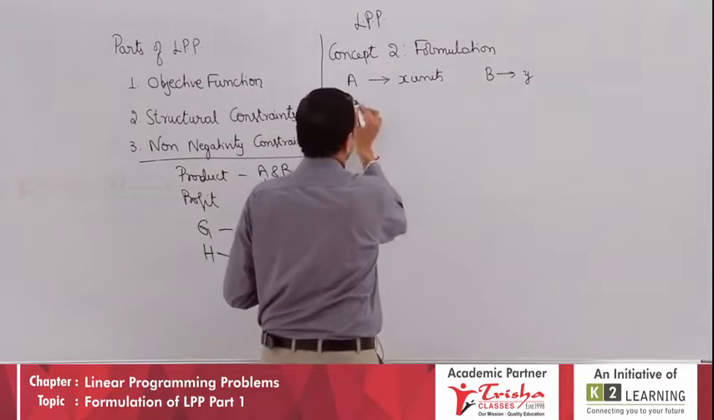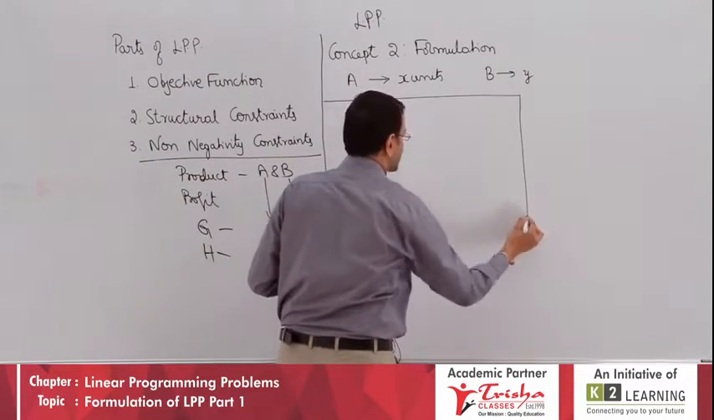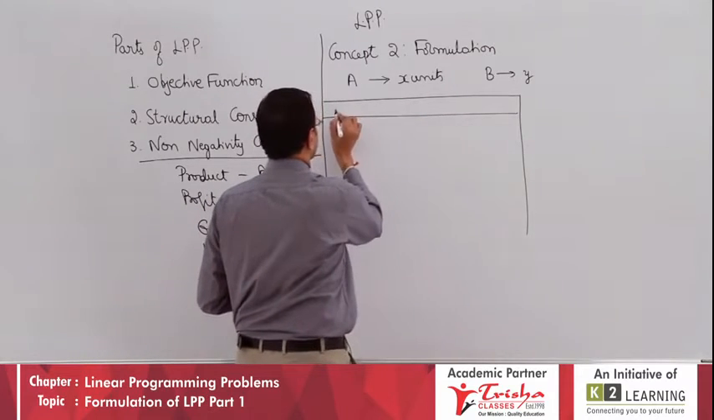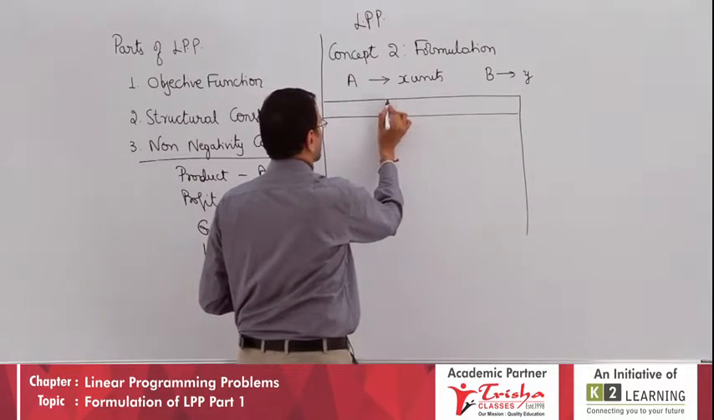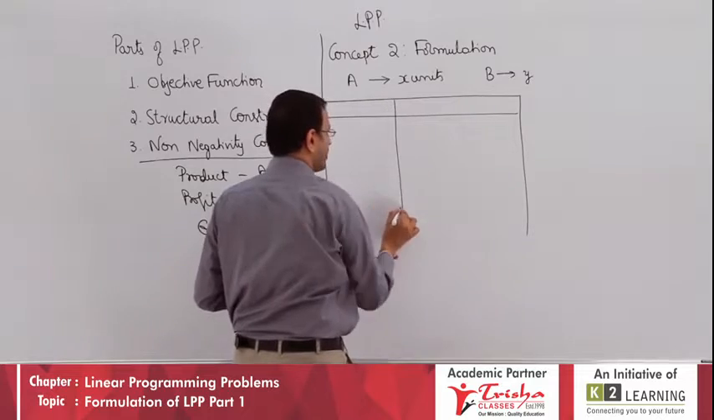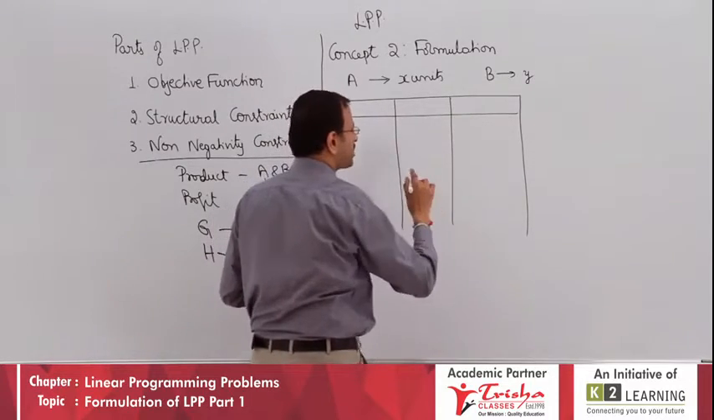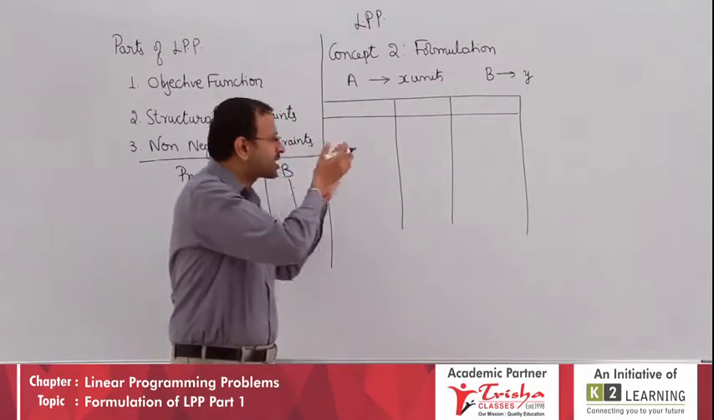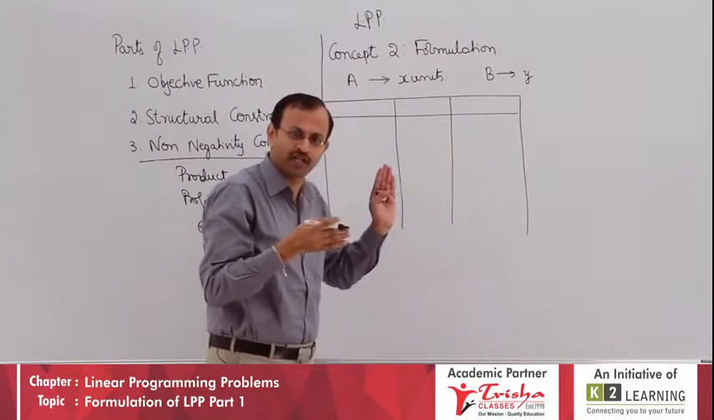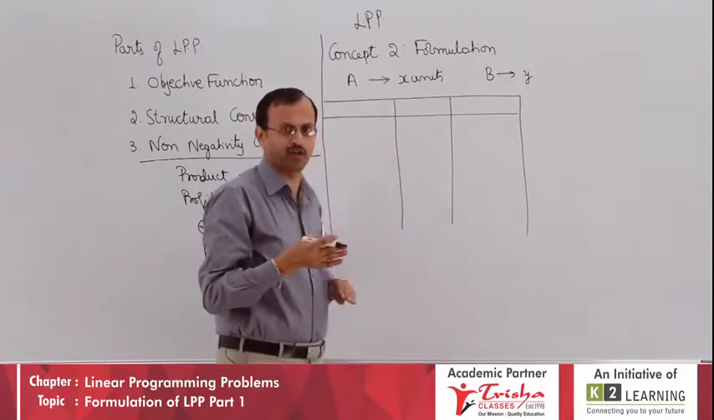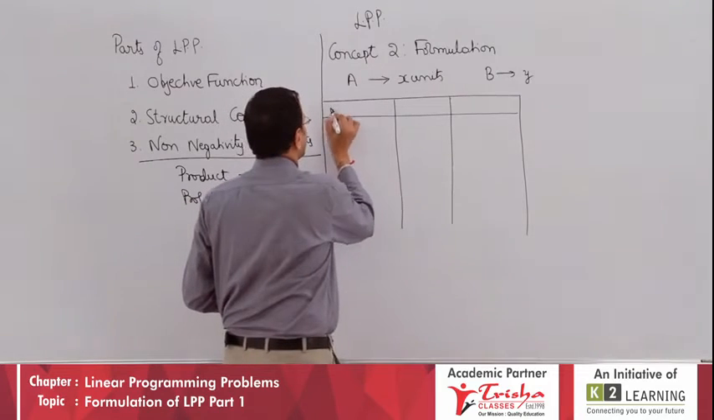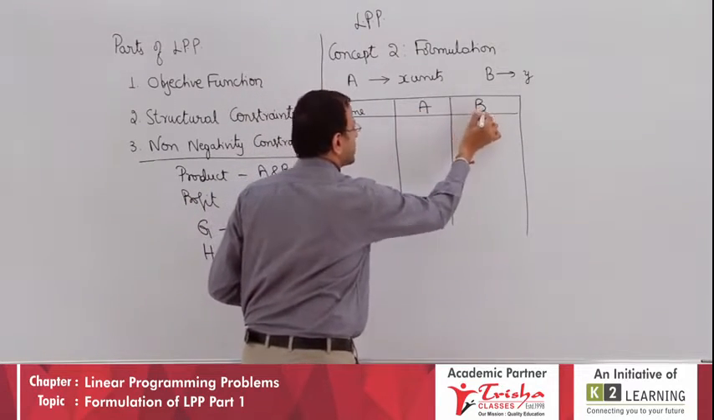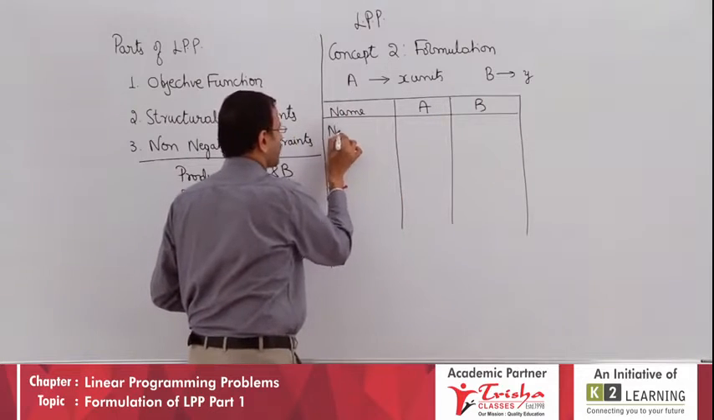So how do you write that LPP? Let us do like this. All of you write a box. We need to write that all the given details, that whole story, you have to bring into mathematical model. To bring into mathematical model, we need to work out like this. First we will write name of the product, which is A, which is B on other side. Number of units.